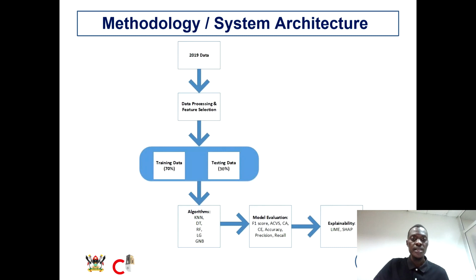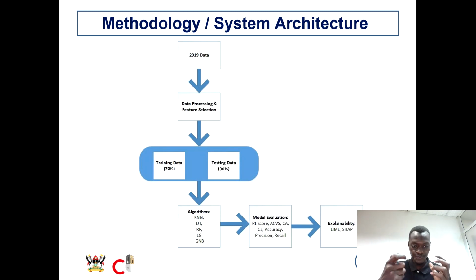So methodology: we used 2019 data, that is the data set we used, and we did the data processing and feature selection, whereby we are able to identify which features are more important when it comes to what we want to achieve at the end of the day. Then we split this data into training data, that is 70%, and testing data, which is 30%.